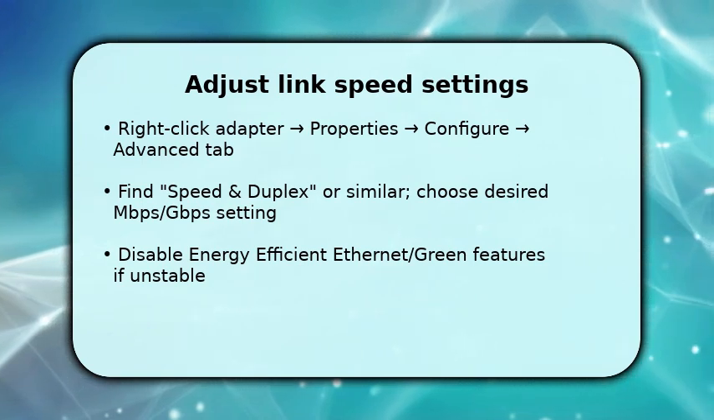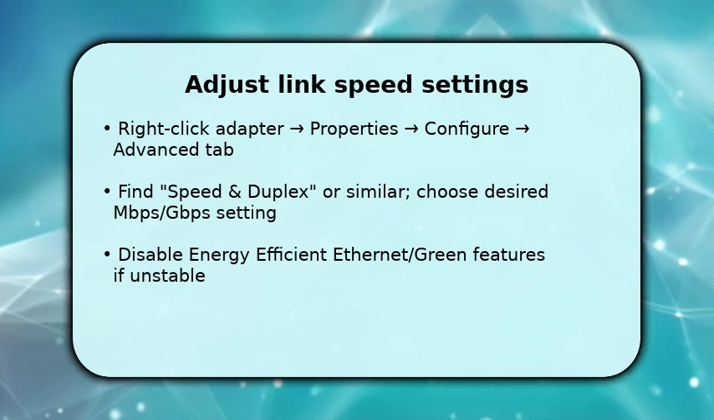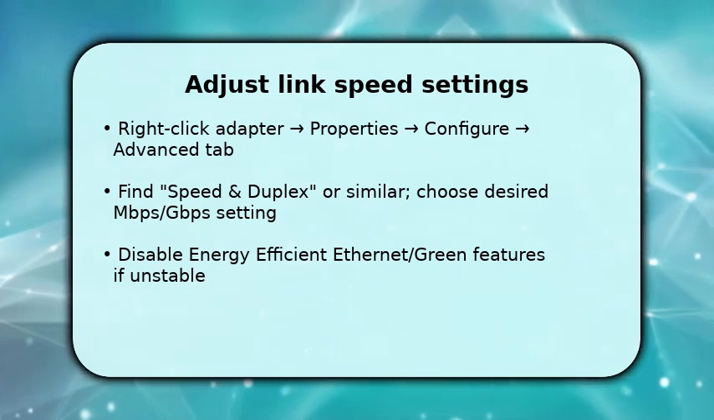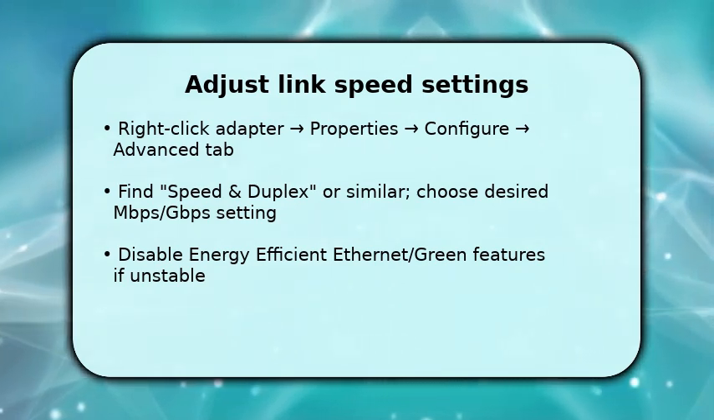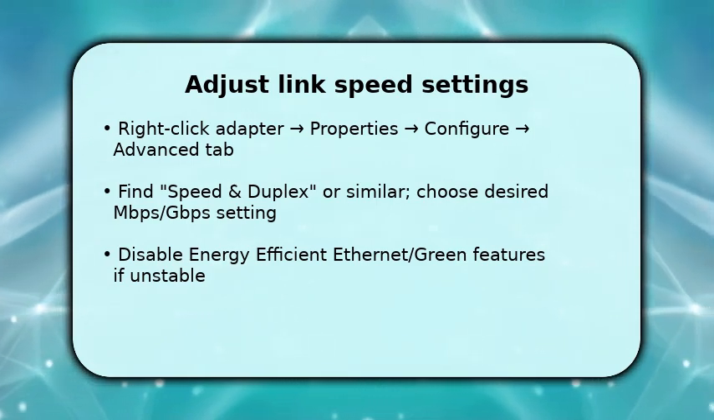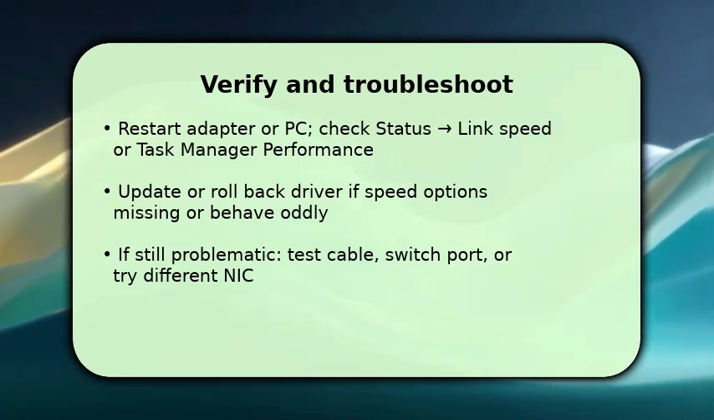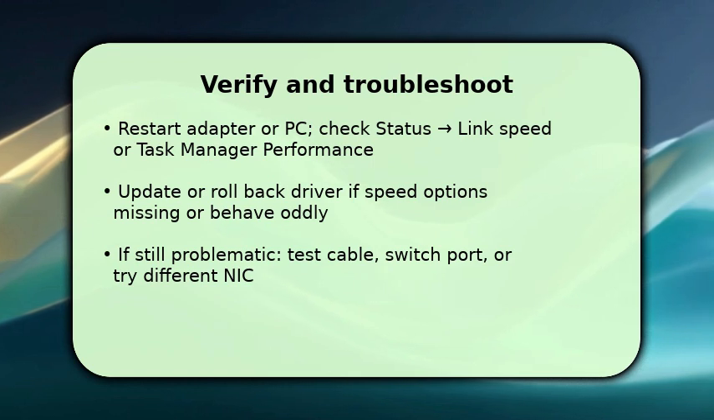compatibility is needed. Also disable energy-efficient Ethernet or green Ethernet if you experience drops, because those power-saving modes can reduce link stability. You finish by restarting the adapter or the PC, then verify the negotiated speed in the Adapter Status or Task Manager Performance tab to confirm the change.